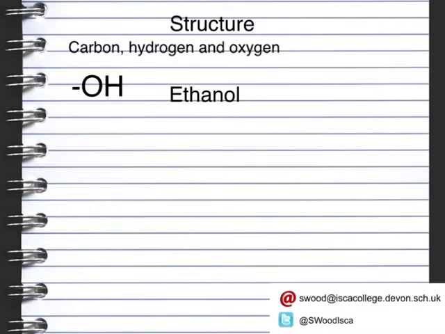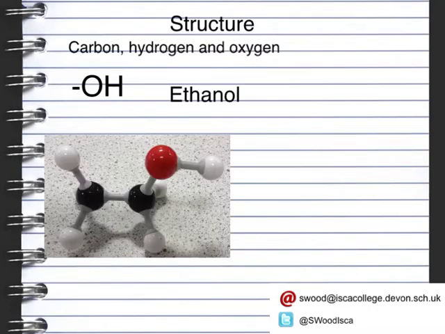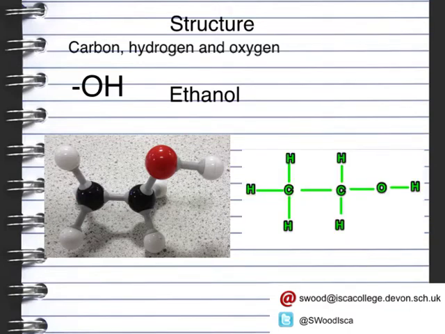Now if we move on to ethanol, we have our same OH group here, so there's the oxygen and there's the hydrogen. This time we have 2 carbons in our chain with hydrogens coming out either side. To draw the structure, it would look like this. So here is our OH group, we've got our chain of carbons and then our hydrogens coming off each one.